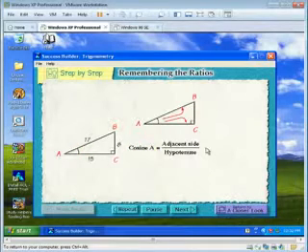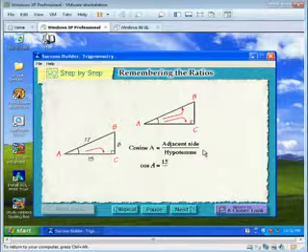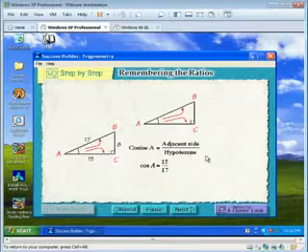This time we start by locating the side adjacent to angle A, which in this example is 15 units long. Next, we must find the length of the hypotenuse, which is 17 units long. To find the cosine of angle A, we then divide 15 by 17. The ratio we get, 882 thousandths, is the cosine ratio for angle A.